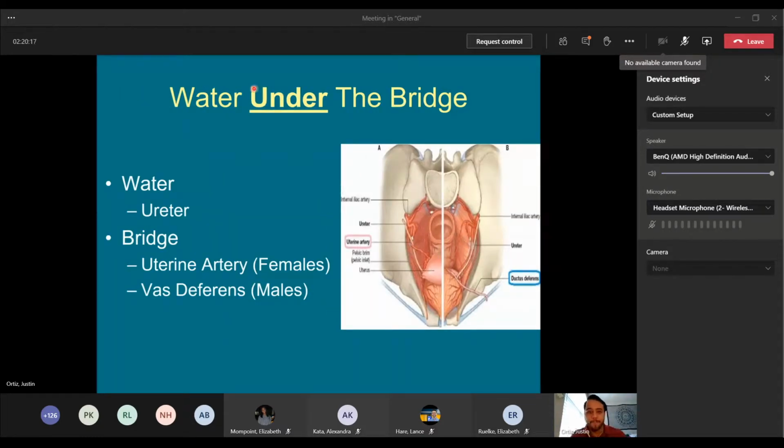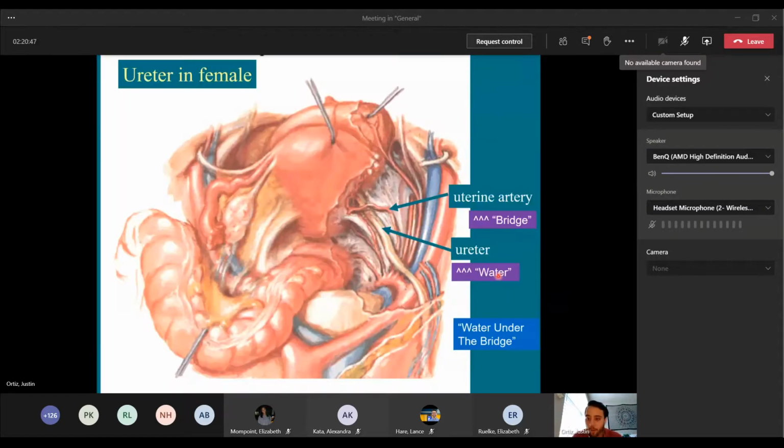So basically, what he said to remember is that water is going to be the ureter, right? Obviously it's urine, but just associated with water. The bridge is going to be your uterine artery in females or your vas deferens in males. So water, which is the ureter, is under the bridge, which is the uterine artery or vas deferens. You can see a uterine artery here, and your vas deferens, also known as your ductus deferens, right here. Hopefully that image helps. Here is your water, your ureter, and your bridge is the uterine artery, and the bridge in males is the vas deferens.